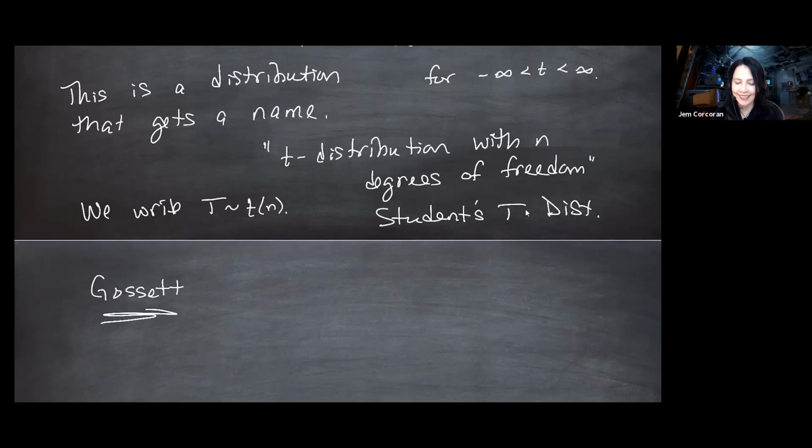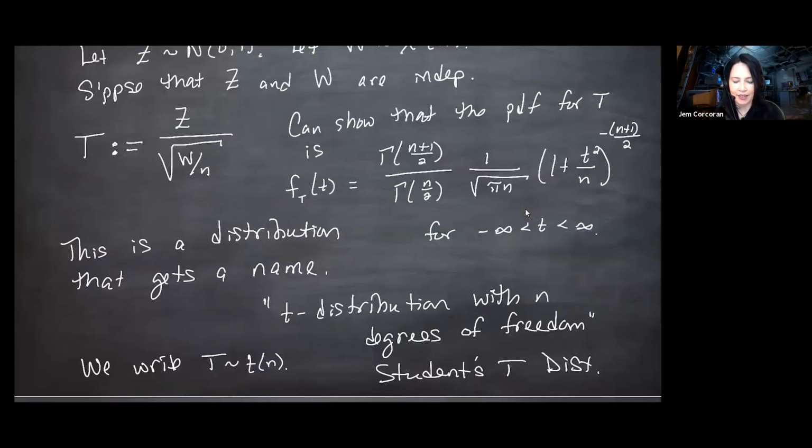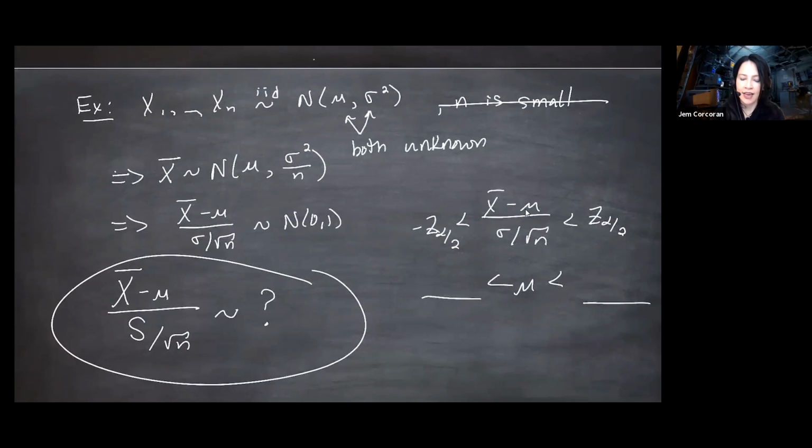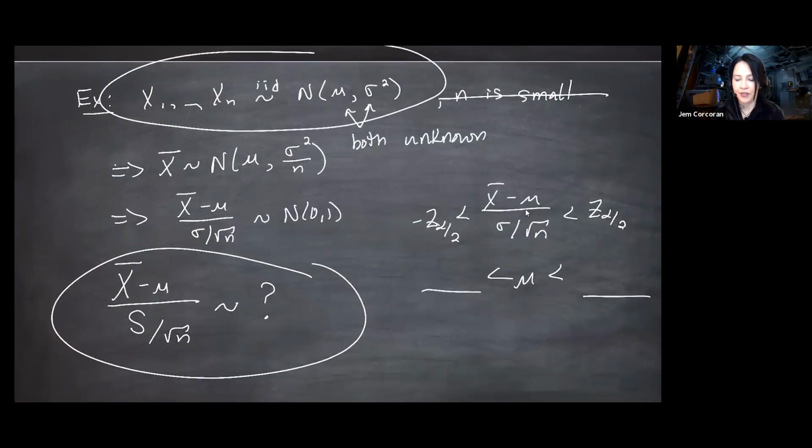Okay, what does this have to do with what we were talking about? I'm gonna scroll back. It has to do with this. I want to know the distribution of x bar minus mu over the standard deviation, the sample version, over the square root of n, in the case that I'm starting with a normal distribution. So let's do it.